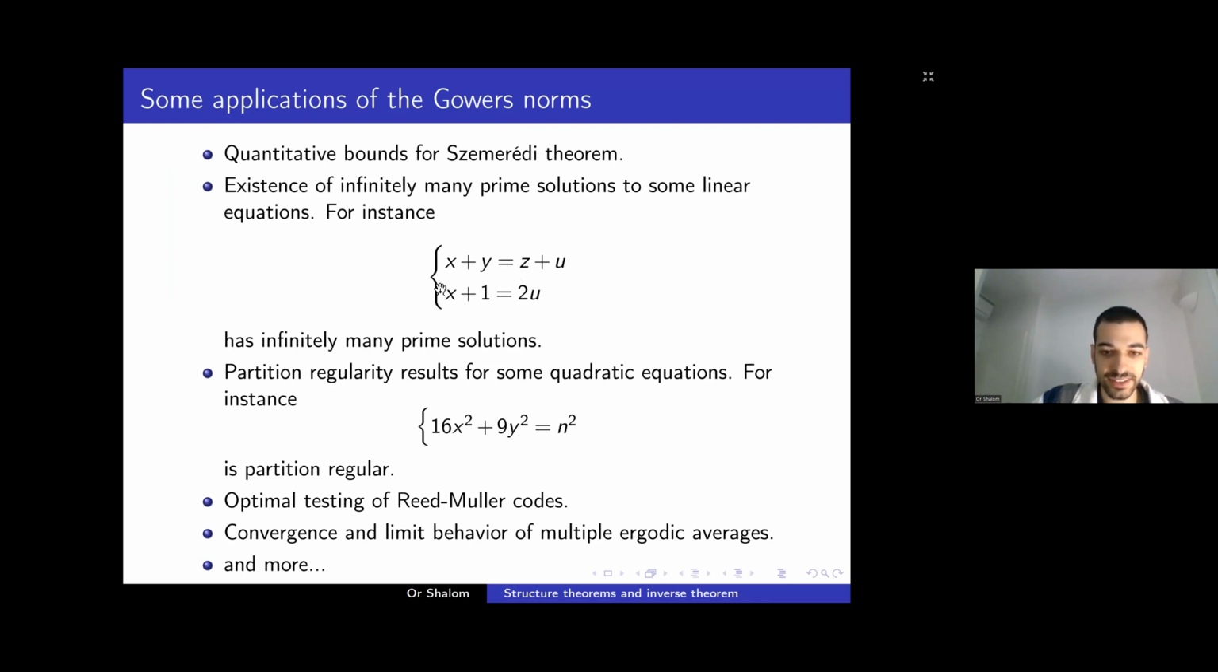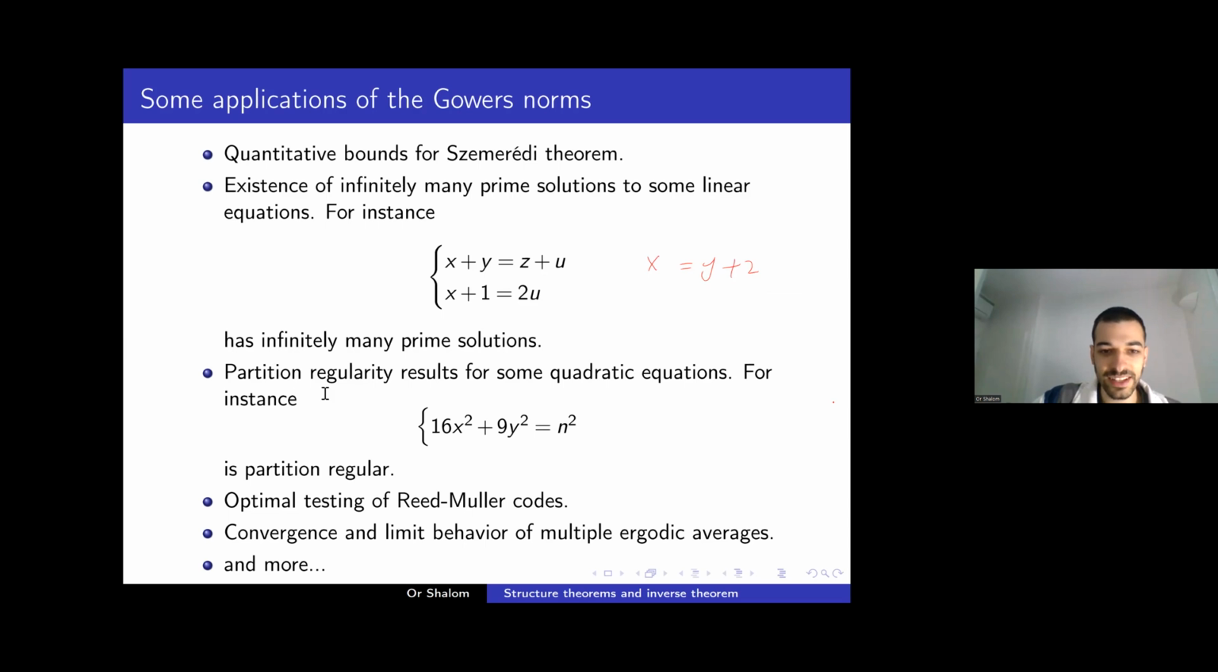One example is this system of linear equations. They prove that it has infinitely many prime solutions. This is somehow interesting. So the main problem in this area is the twin prime conjecture, which is showing that this linear equation has infinitely many prime solutions. This is still open. So this is maybe a step towards proving the twin prime conjecture.